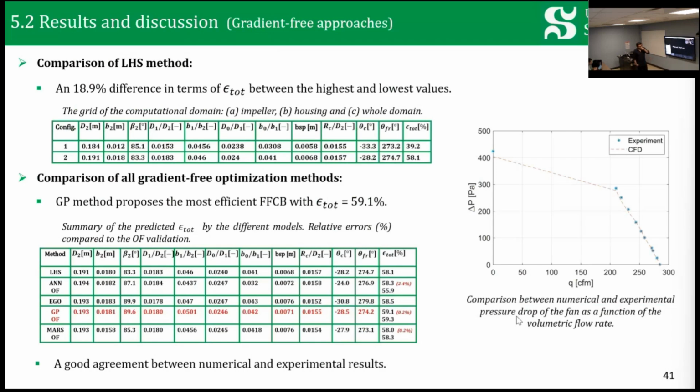Then the blower offered by GP, the Gaussian process, is manufactured, and the numerical results are validated against experimental results using the fan curve, and it shows good agreement.